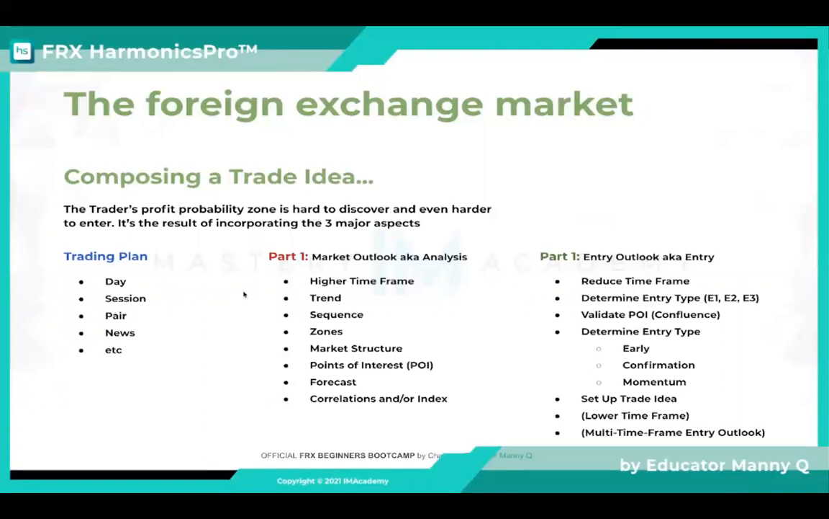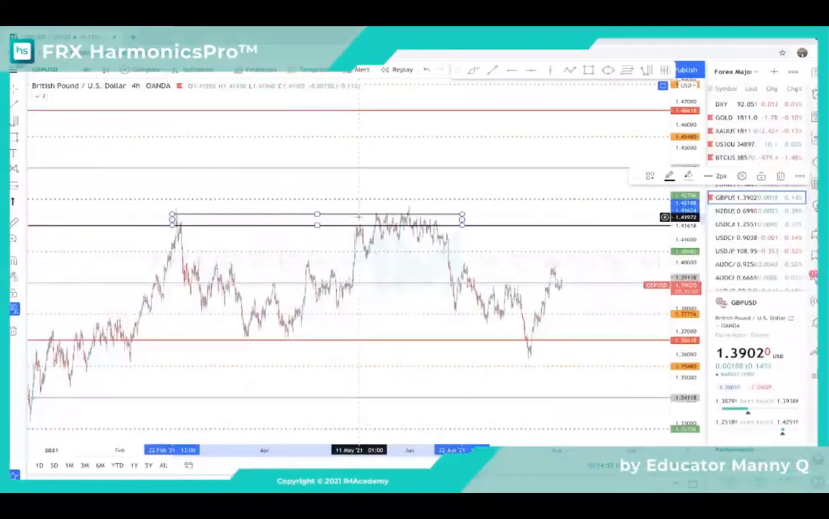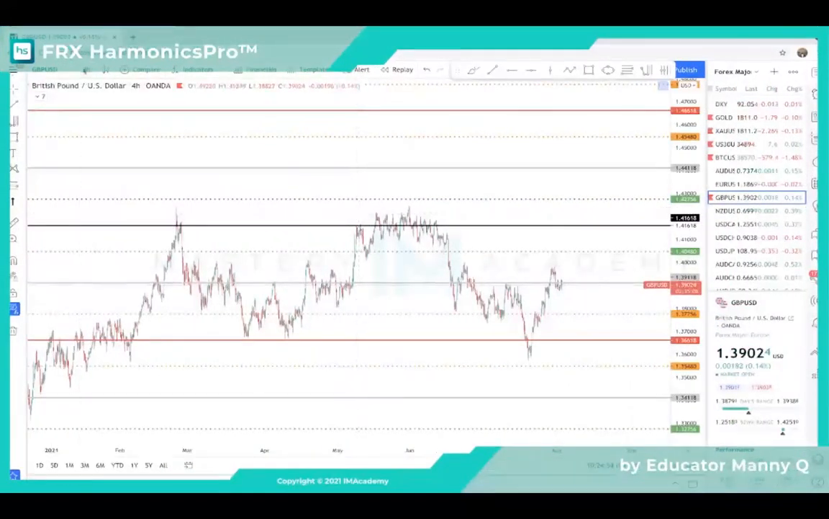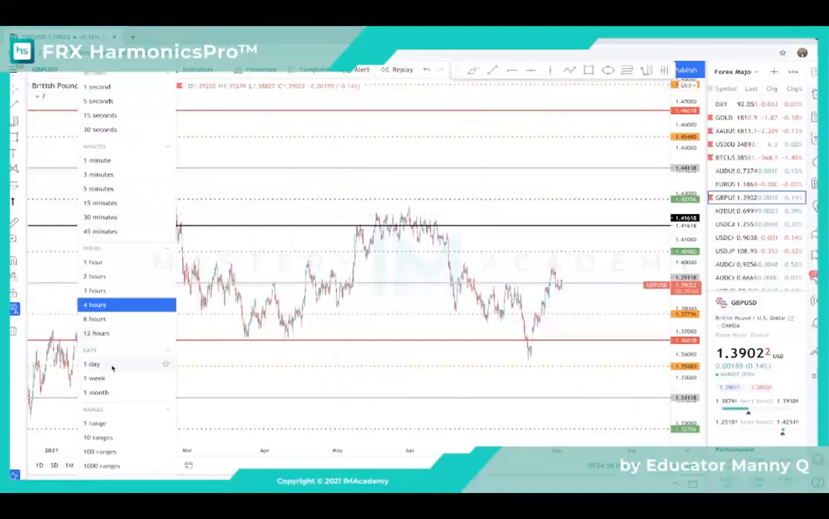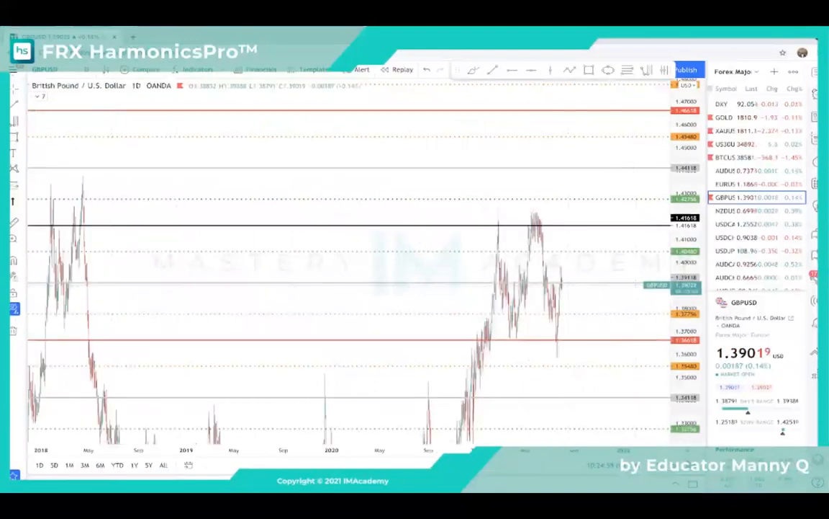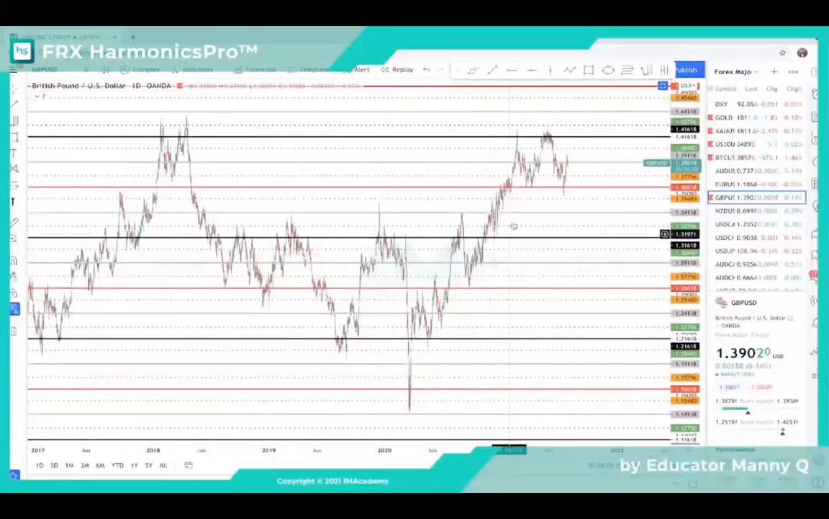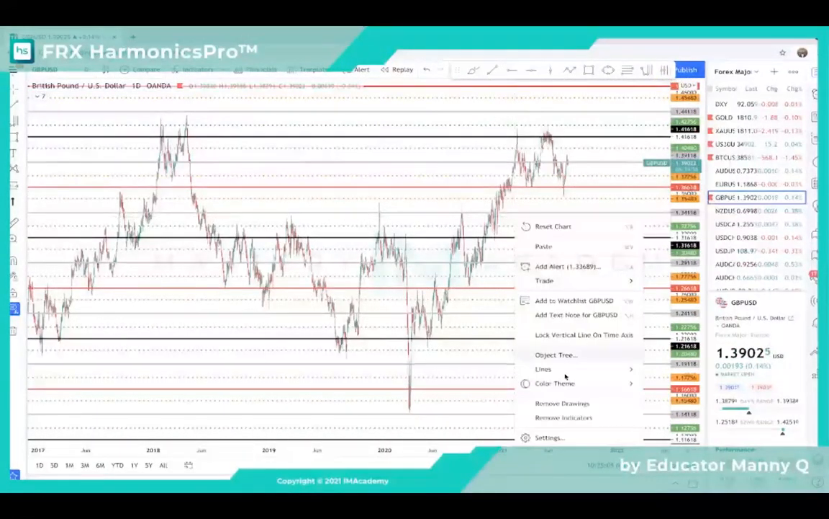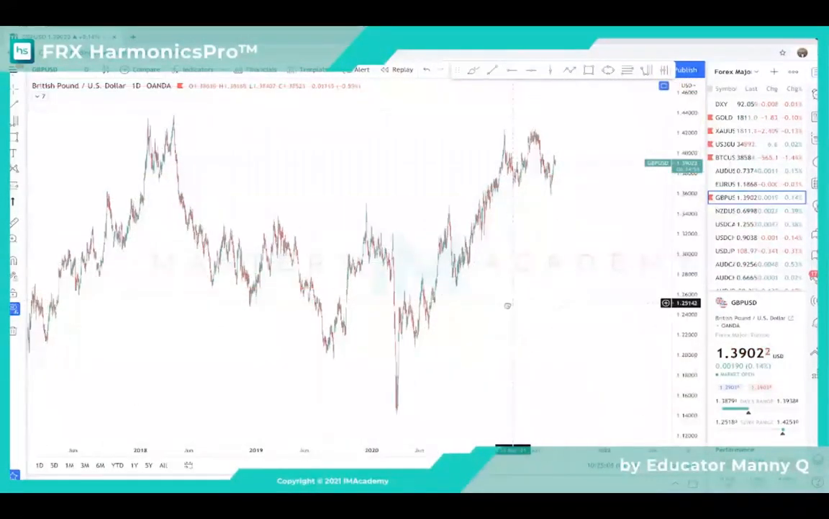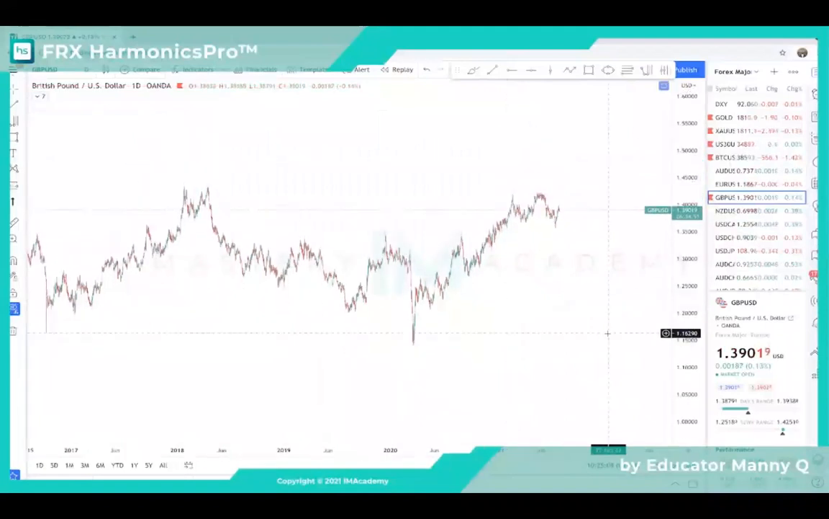So part one, market outlook. Let's start. First off, we're going to start again using pure price action, not strategy based, just pure price action. We're going to start with the higher time frame. So we're going to come over here to the market, to GBP USD. Let's go to the daily. You can go to the daily, the weekly, the monthly. Let me actually remove all these drawings. Okay, we can come to the daily, the weekly, the monthly.